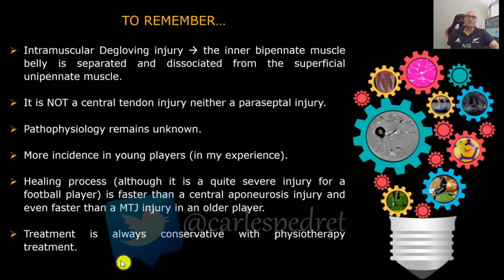So this is not a central tendon injury nor a paraseptal injury. The pathophysiology remains unknown. We really don't know. We can imagine, I can figure out what's happening there. Probably it's due to the maturation of tissues: older players, while kicking, tear the central tendon or have a paraseptal injury, and younger players just make a degloving injury in some of the cases. But we really don't know the pathophysiology of that kind of injury.